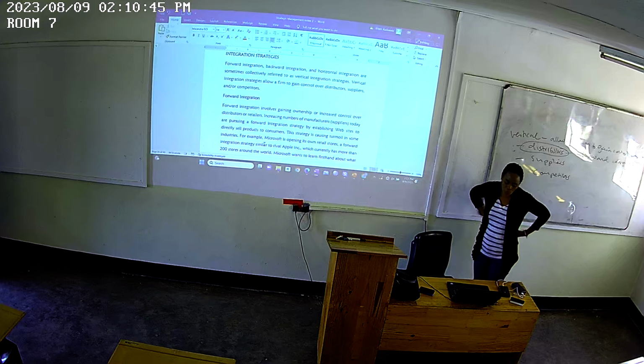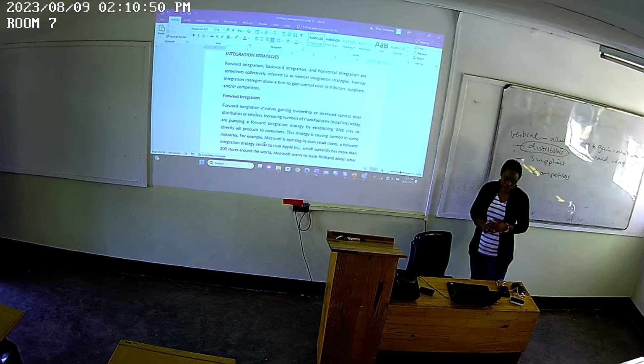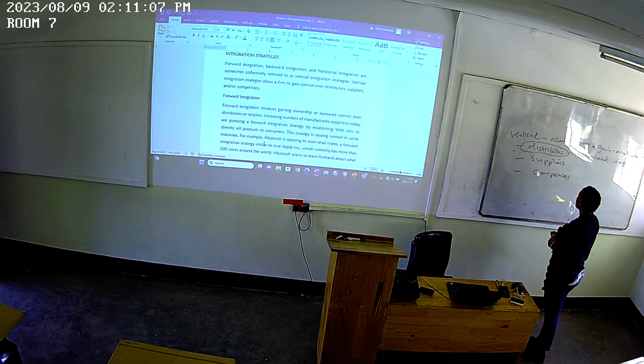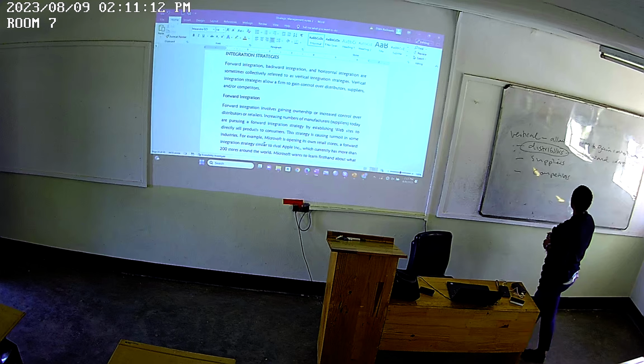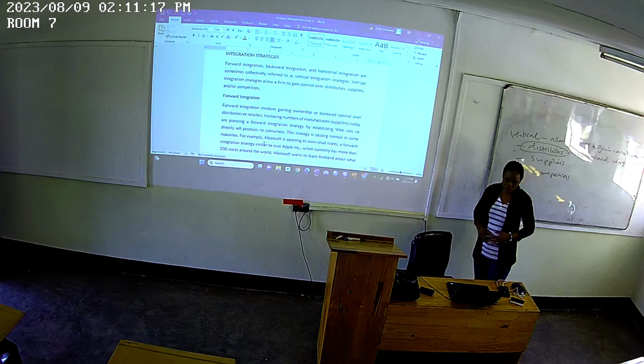It involves gaining ownership or increased control over distributors or retailers. So an increased number of manufacturers, which are suppliers, are pursuing a forward integration strategy by establishing a website to directly sell products to consumers. So we're saying forward integration involves gaining ownership or increased control over distributors.